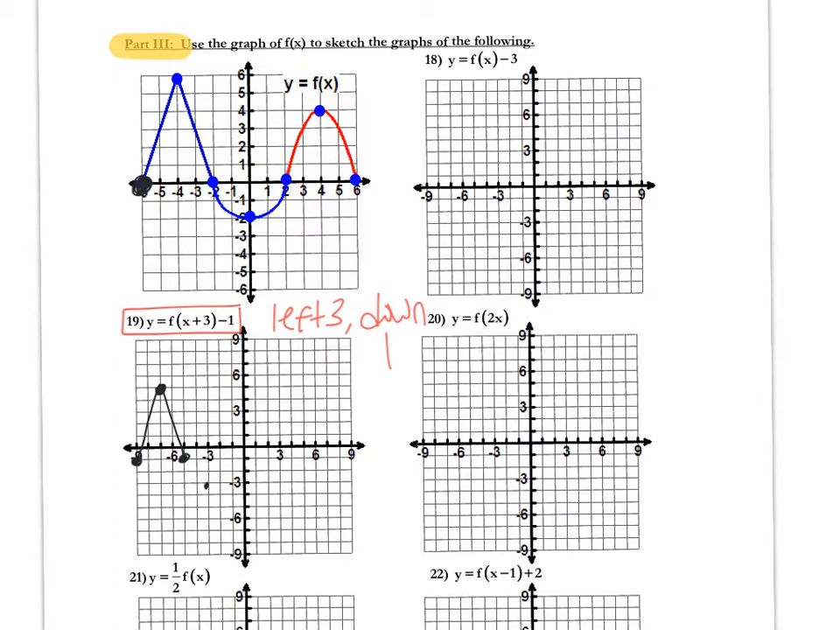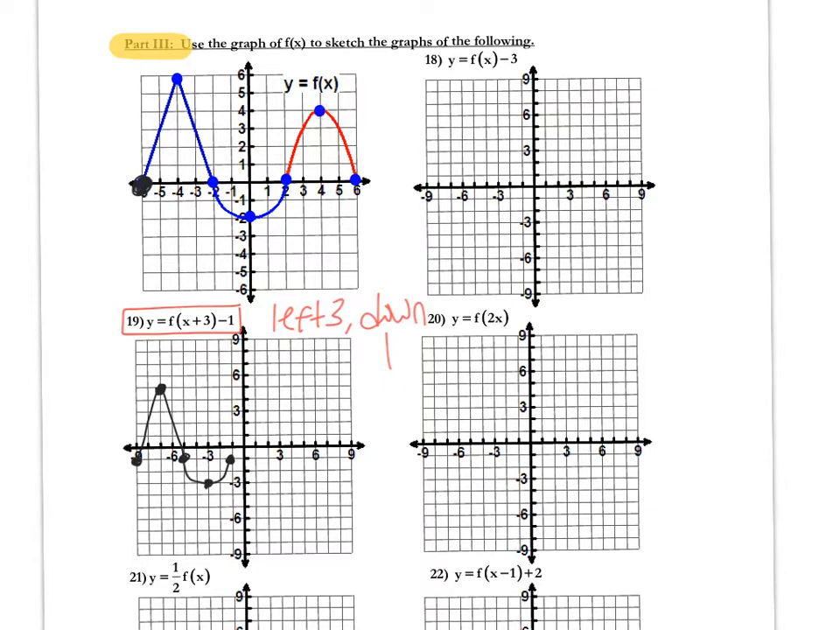Negative 3, negative 3. Now I've got, let's see, this point. I'm going to move it left 3, 1, 2, 3, down 1. I end up at negative 1, negative 1, which is right here. And you can see that the shape is the exact same here. I'm just following my ordered pairs as I go through.